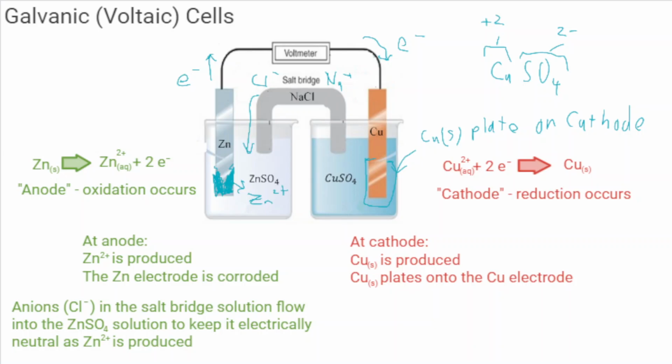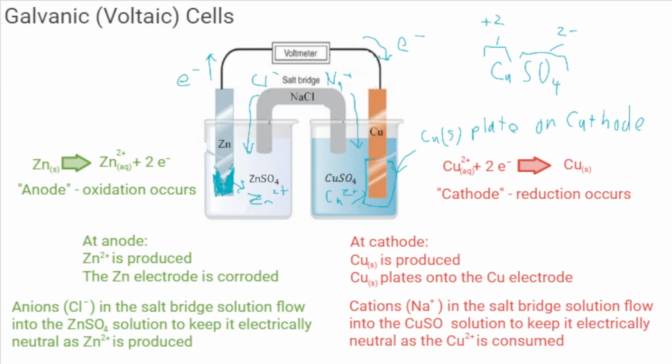On the other end, we have our sodium plus, and it's going to have to come down into our copper sulfate solution. The main reason for that is that our copper 2 plus is essentially going away because it's becoming solid. It's being plated as copper solid. And so our cation, the sodium plus in the salt bridge, will flow into the copper sulfate solution to keep it electrically neutral as copper 2 plus is being consumed, or as it's being plated onto the copper electrode.